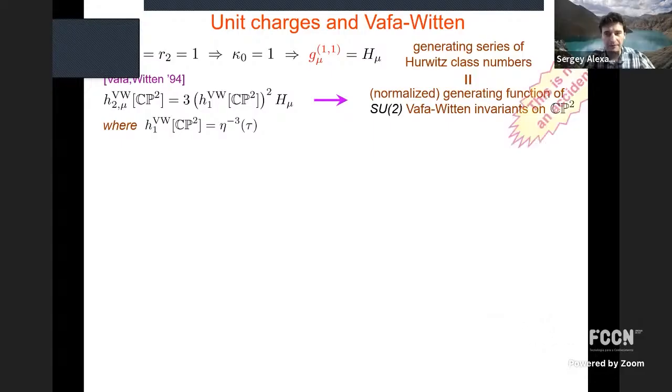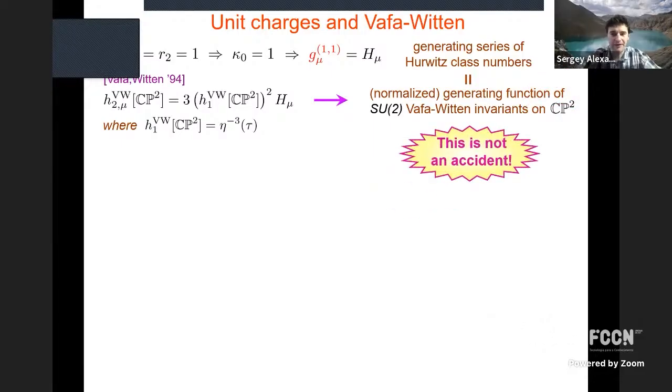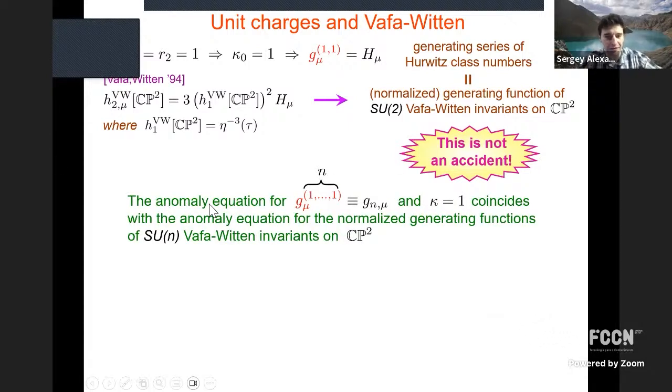Now I would like to claim that this is actually not an accident, but a special case of a more general situation. Namely, let's consider another special case where all charges in my function are equal to 1, and also the intersection number of the Calabi-Yau is equal to 1. But now I can have an arbitrary number of charges, let's say n. Then one can show that the corresponding anomaly equation is precisely the same as the anomaly equation for the normalized generating function of SU(N) Vafa-Witten invariants on the same manifold CP2.